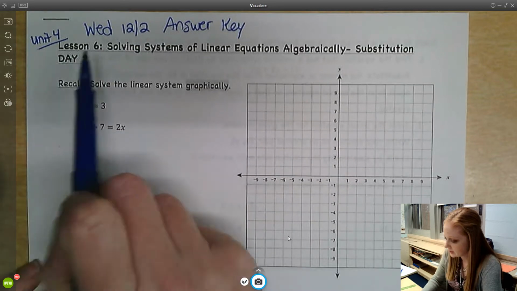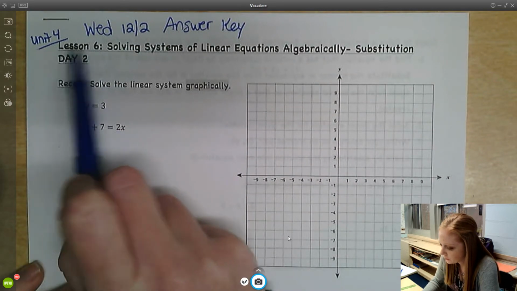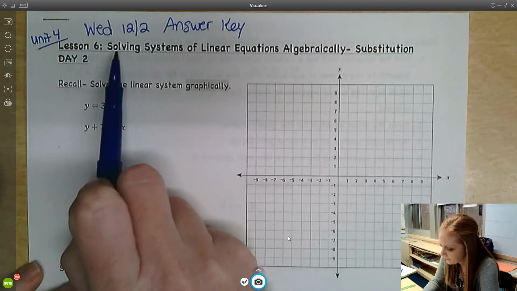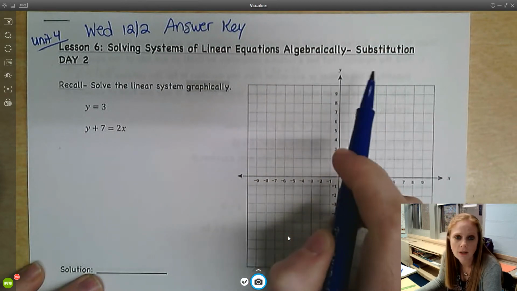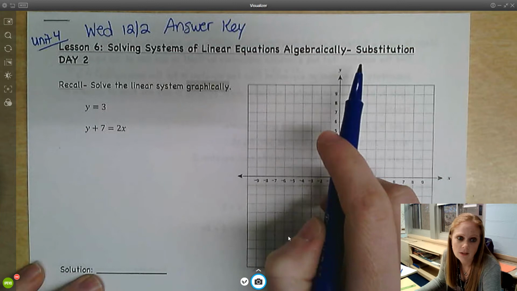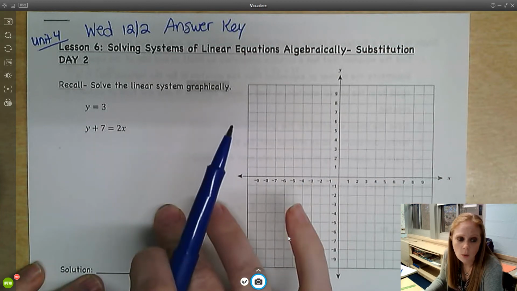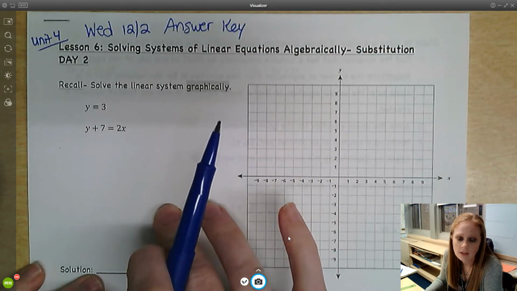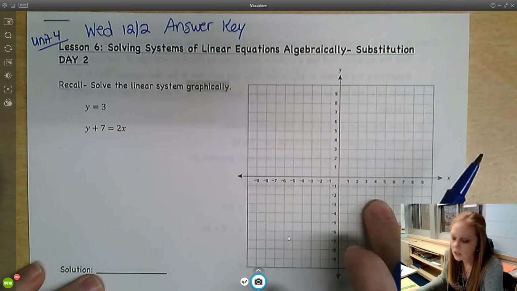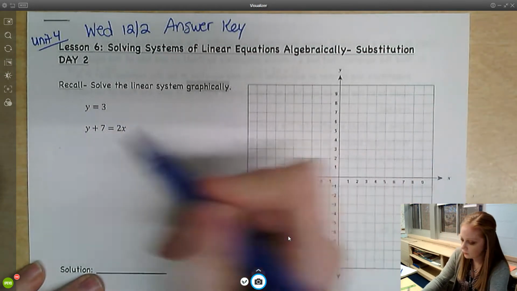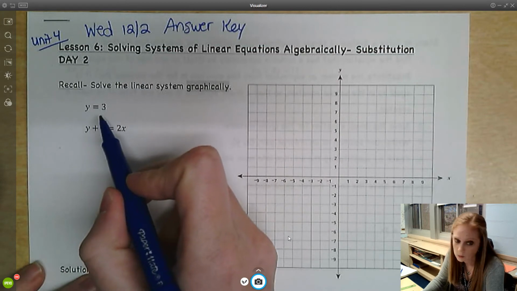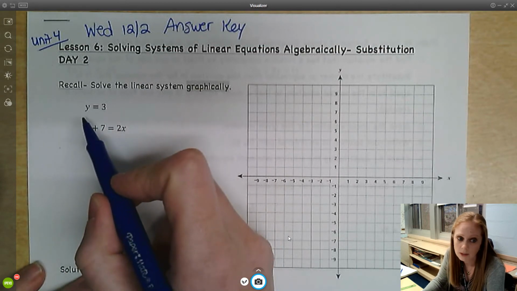All right, this lesson is lesson 6 from unit 4 from Wednesday, December 2nd, solving systems of linear equations algebraically using the substitution method, second day of doing this. All right, so we have two equations and we're going to solve the system graphically first. In order to graph a linear equation, it has to be in y equals mx plus b form. So this first one is in y equals mx plus b form because the y is by itself.